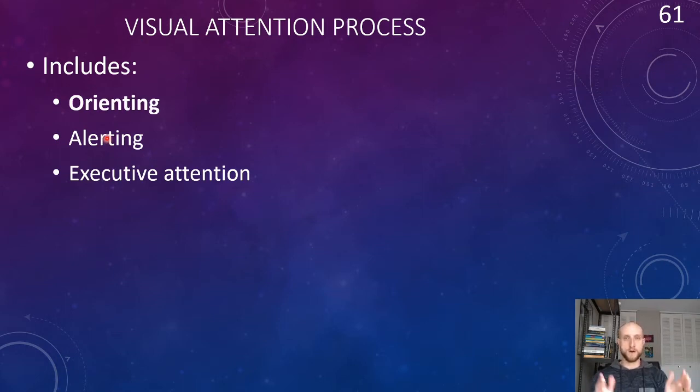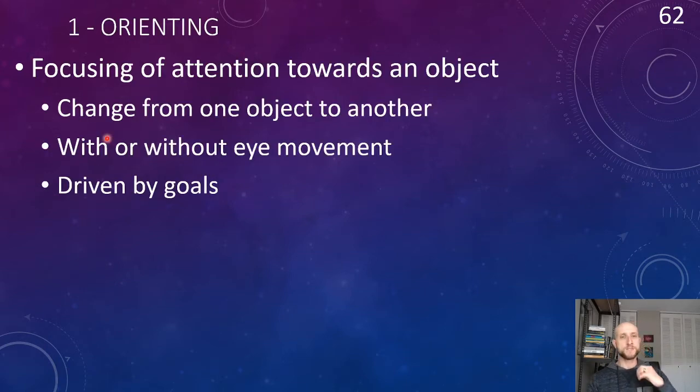What does it mean when we are visually orienting ourselves towards a stimulus? So orienting is, as it sounds, we are changing our focus towards a particular object.